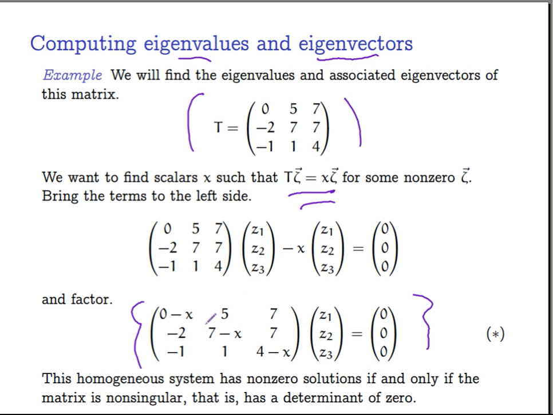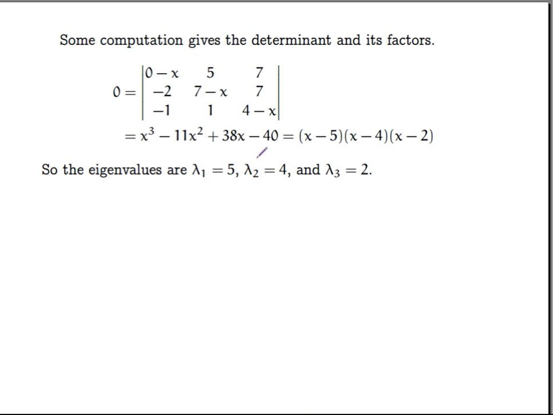Now you can use the 3 by 3 formula of the determinant, or use Wolfram Alpha or something, and you get a polynomial expression in terms of the unknown x. Notice that this is a cubic polynomial for a 3 by 3 matrix. And it turns out that this can be factored. Now when this can be factored, we know that the solutions for the determinant equal to 0 will be the roots of this polynomial. So we get 5, 4, and 2. Those are our 3 eigenvalues.